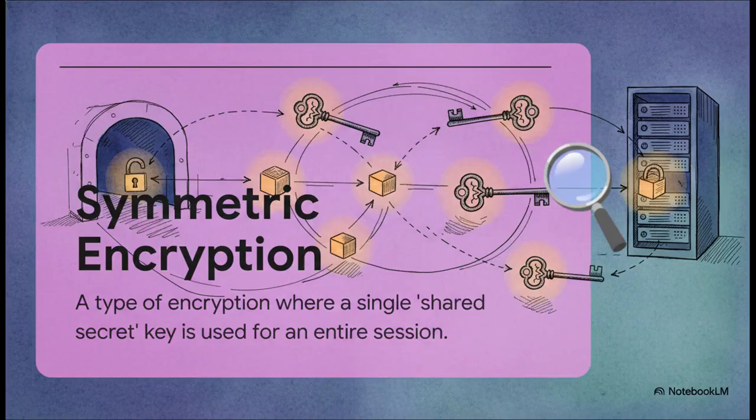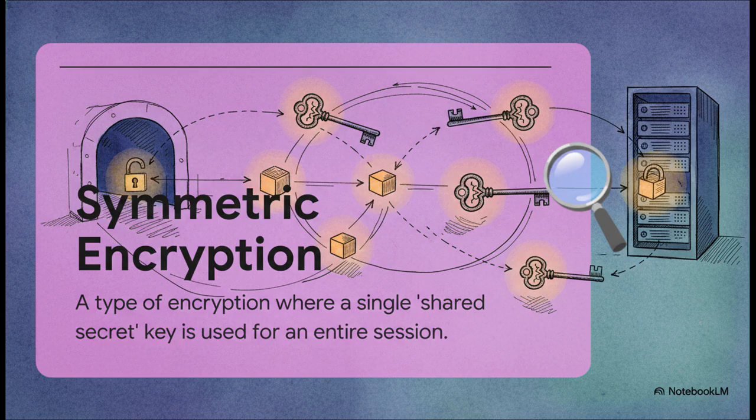The foundation of this secure tunnel is something called symmetric encryption. Now, the name might sound a little technical, but the idea is actually super simple. Just think of it like this. You and the server both have an identical physical key for the same lock. You use your key to lock a message in a box, you send it over, and the server uses its identical key to unlock it. This shared secret key is incredibly fast and efficient, which is why it's used to encrypt the entire back-and-forth conversation for your whole session. But wait a minute.